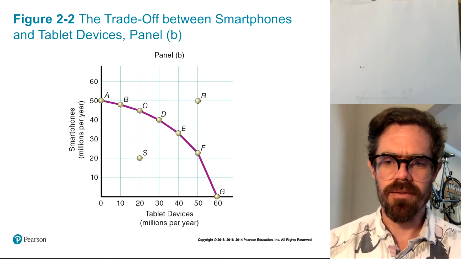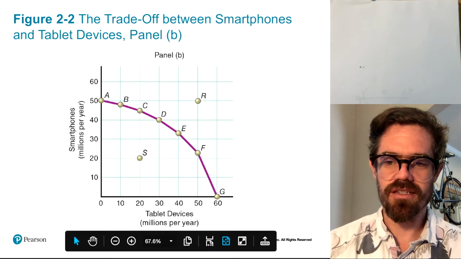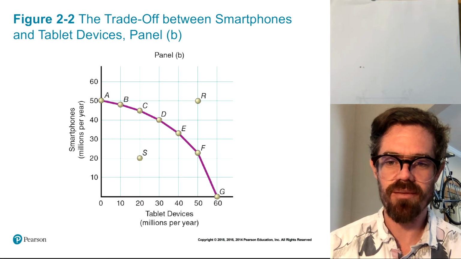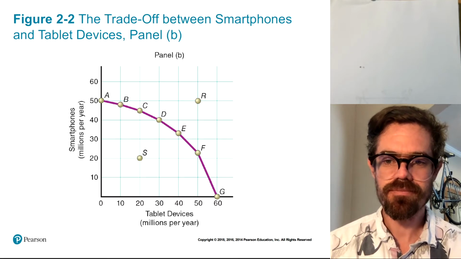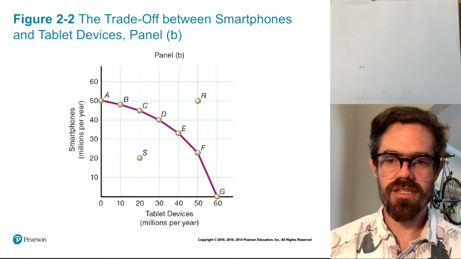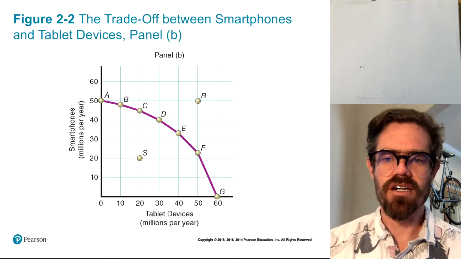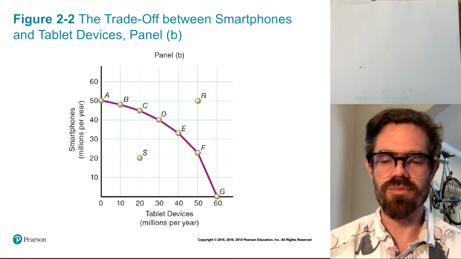Now let's make sure we're understanding this graph. We've got tablets on the x-axis, number of tablets in millions per year. We've got number of smartphones per year in millions on the y-axis. And we've got an inverse relationship, like I already mentioned. So if we want more tablets, we've got to give up some smartphones and vice versa. Now there are two other points labeled here, point S and point R. And we'll talk about what those points mean in terms of production.